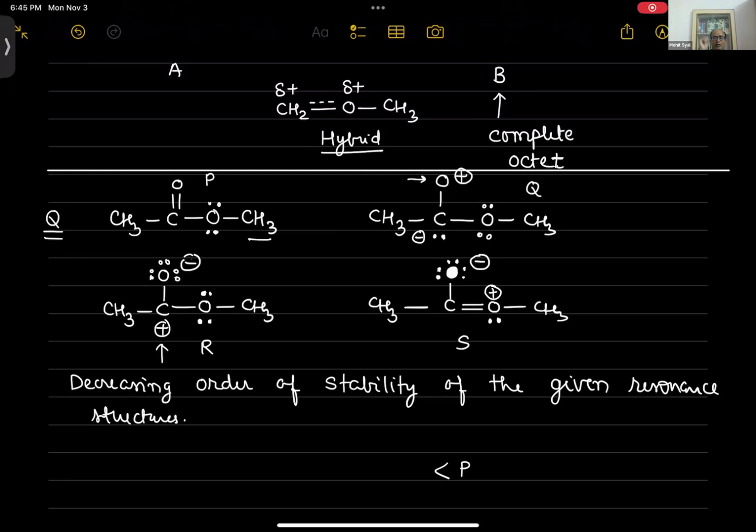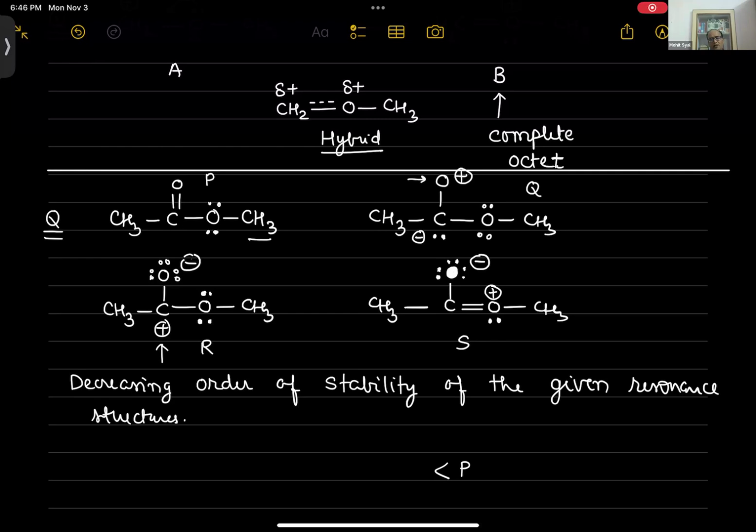Where the octet is incomplete? Where it is not complete? On the carbon in R, and in Q it is not complete on the oxygen. Got it? Is it clear? So which is most unstable?